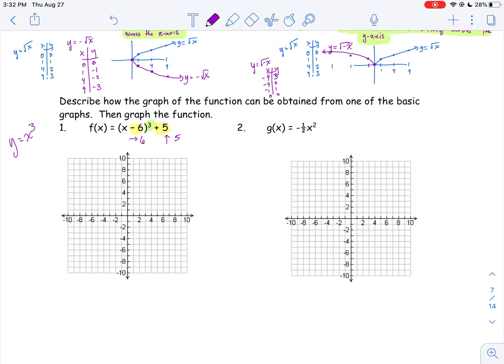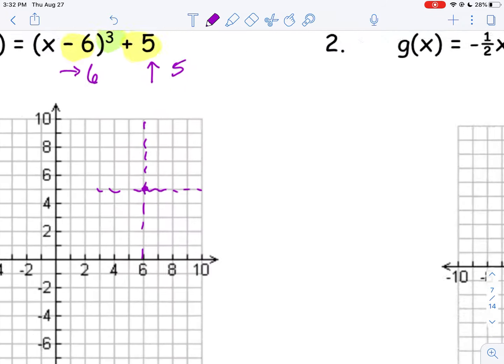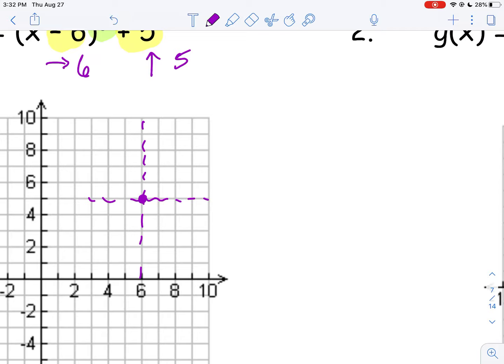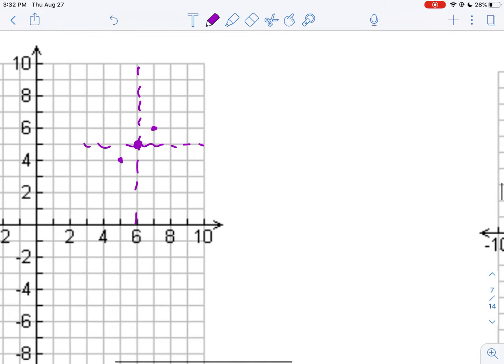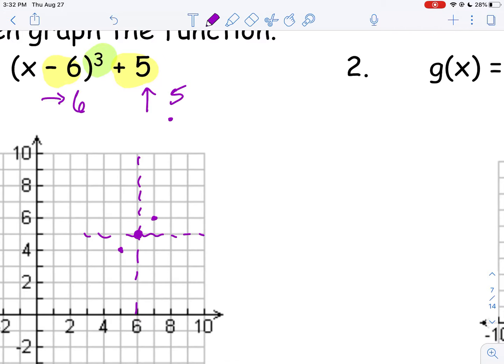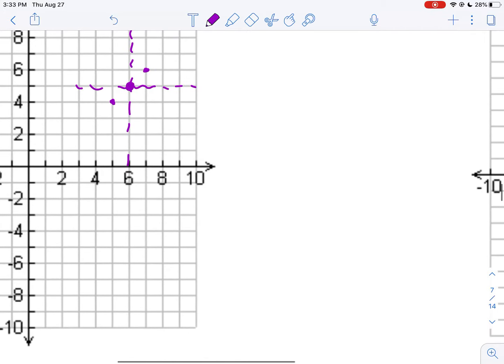I know it's going to be moved right 6 and up 5. That's right here. So the way I think of it is this is my new x-axis. So I've got a point here, over 1 up 1, over 1 down 1, and then over 2 up 8, which is maybe about here. Down, over 2 down 8, 6, 8.